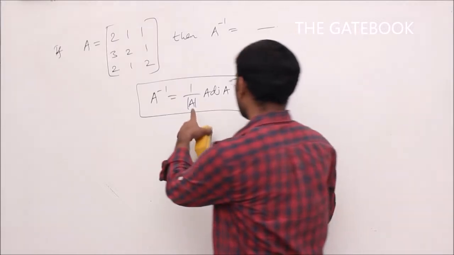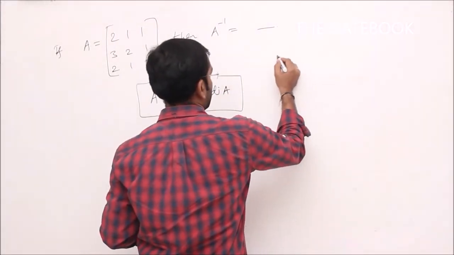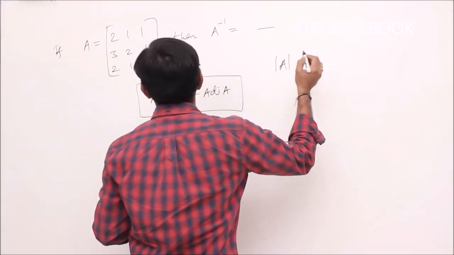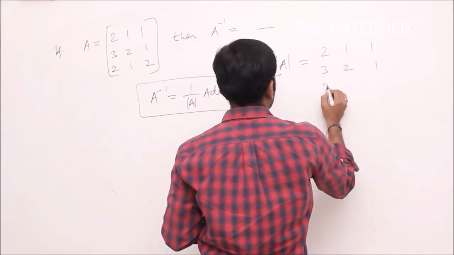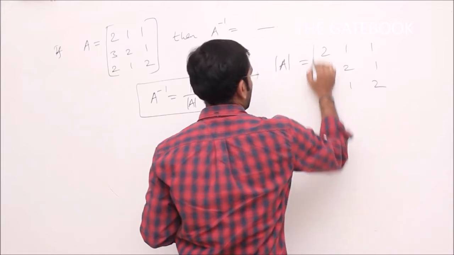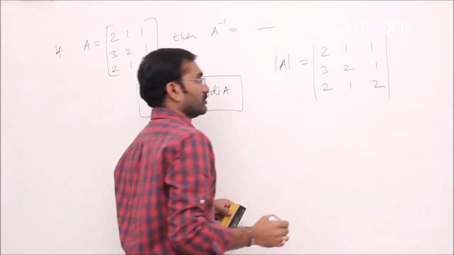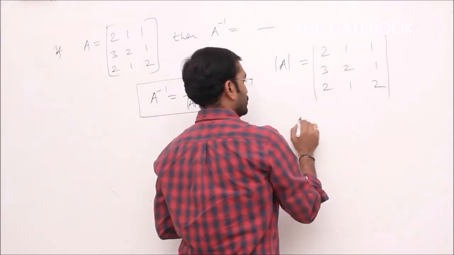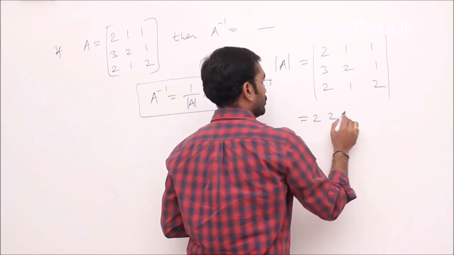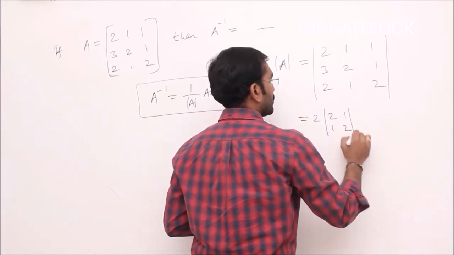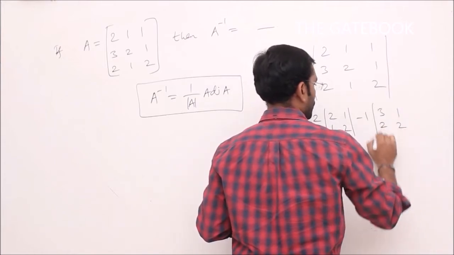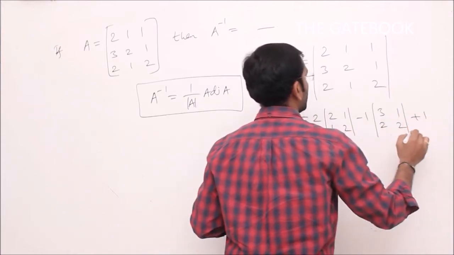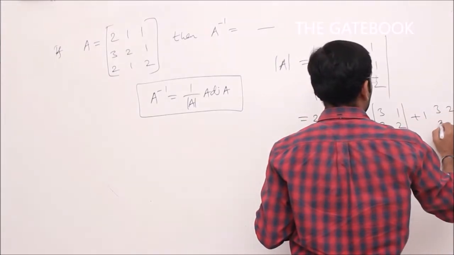Now, how to find the det of that matrix A? See here, the determinant of matrix A is the determinant of 2 1 1, 3 2 1, 2 1 2. So expanding along the first row, we will get 2 into the determinant of [2 1; 1 2], minus 1 into the determinant of [3 1; 2 2], plus 1 into the determinant of [3 2; 2 1].